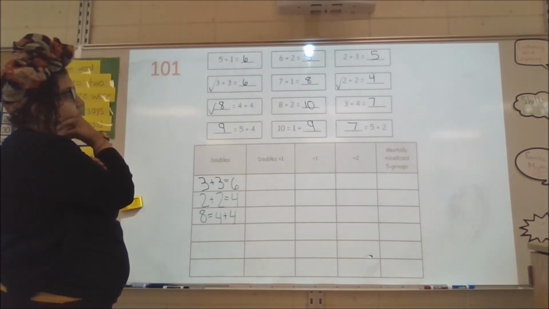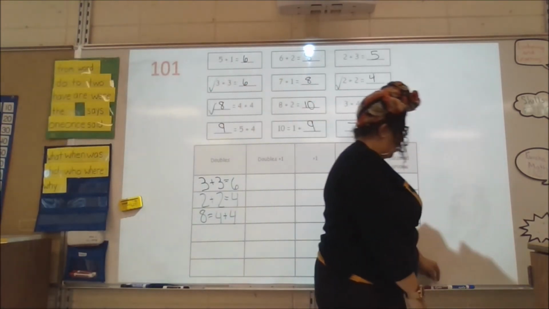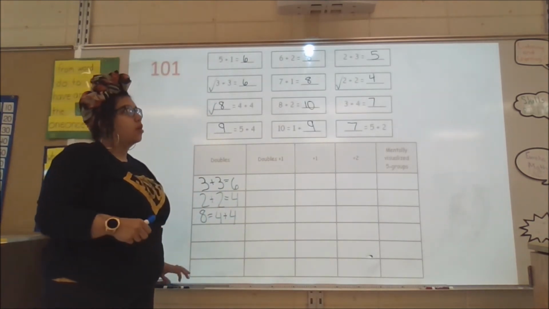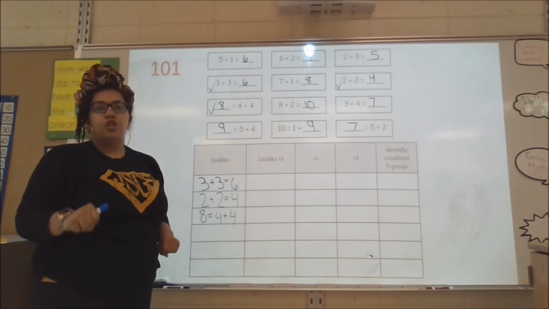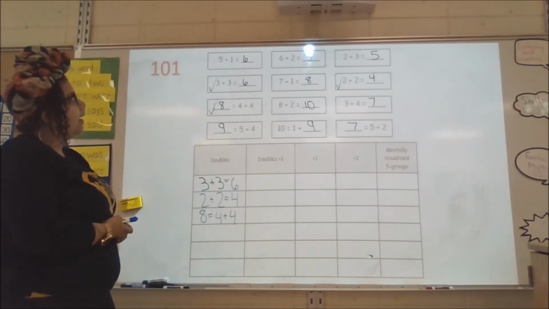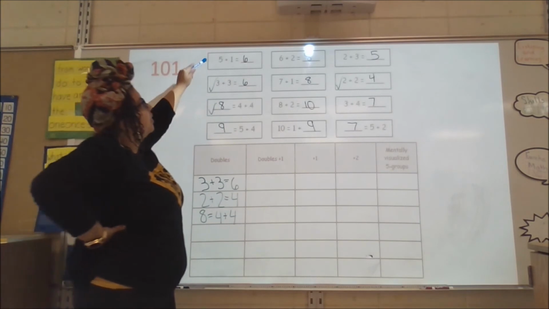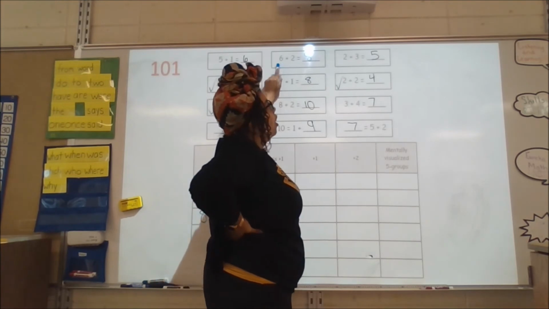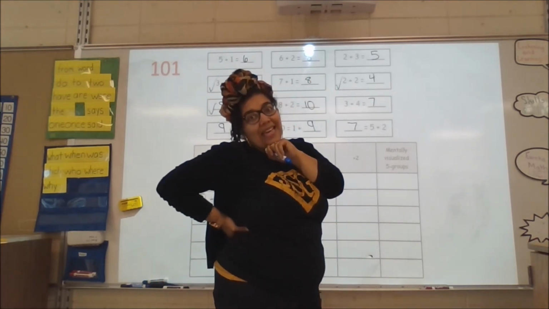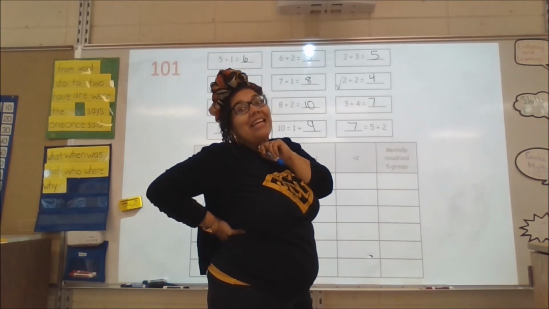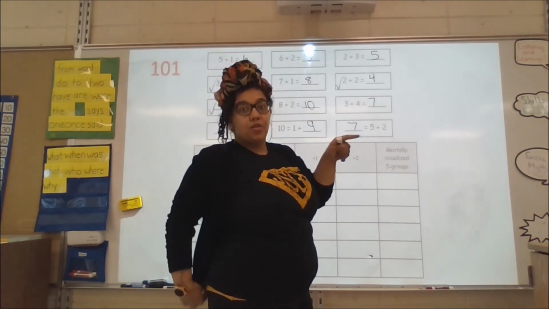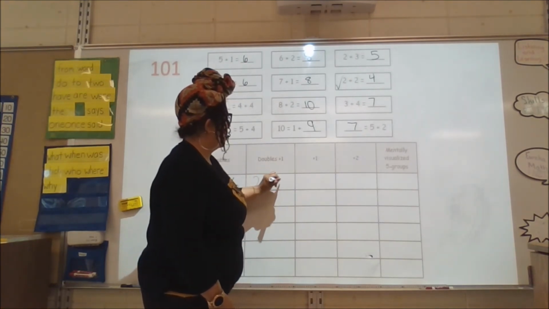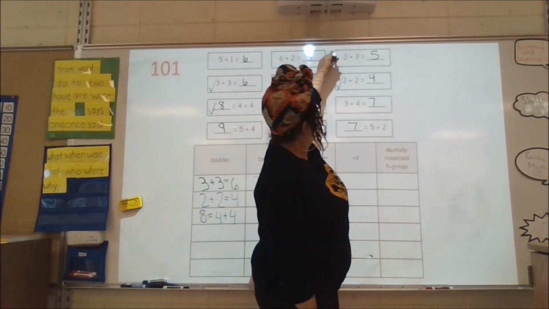Good. Okay. Now, let's look to see if we have any doubles plus 1. I know we mentioned at least one of them earlier, where it is like 1 plus 1 plus 1 more, 2 plus 2 plus 1 more. Do we have any of those? Let's go through. Is this a double plus 1? No. Is this a double plus 1? What about 2 plus 3? Is that a double plus 1? It is, because 2 plus 2 plus 1 more is 5. Good job. So 2 plus 3 is equal to 5 is a double plus 1.